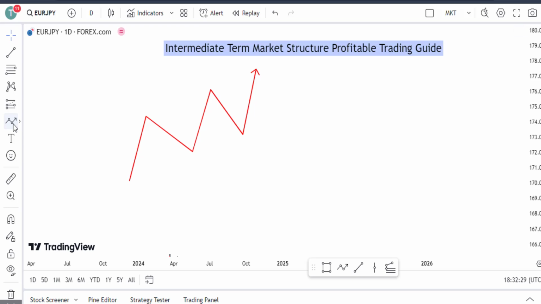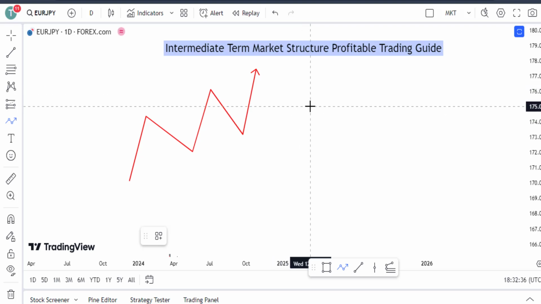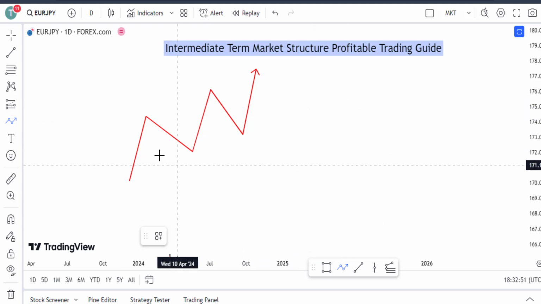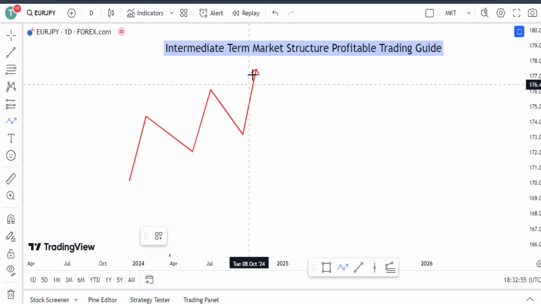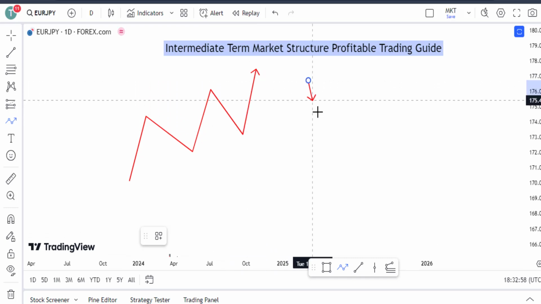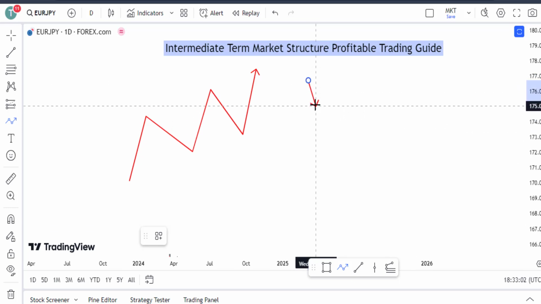But there is another example which is called intermediate term highs and lows. These intermediate term highs and lows cover the short-term highs and lows, and this is how you can know what market structure you are in on the time frame. Let me show you. Once price is creating a series of highs and lows in the market, on the short-term highs, remember, this is going to be intermediate term highs and lows.